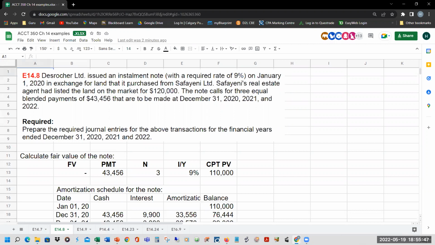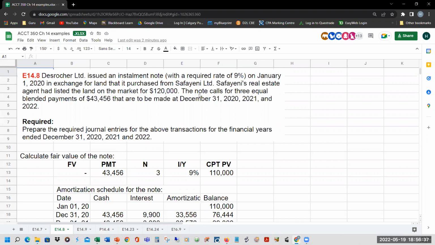So DeRocher issued an installment note on Jan 1st, 2020 in exchange for land that it had purchased from Safaeni Limited. Safaeni's real estate agent had listed the land on the market for $120,000. Again, the listing price is not necessarily the fair value. Fair value is ultimately what an unrelated other party is willing to pay for your asset, right? I can list my house for whatever I want. Doesn't mean that it's going to sell for that amount. It could sell for more, because recently I've heard that there have been bidding wars in Calgary. But mostly, you list at a certain price and you end up selling slightly lower than that. So $120,000, good to know, but that's not really the price.